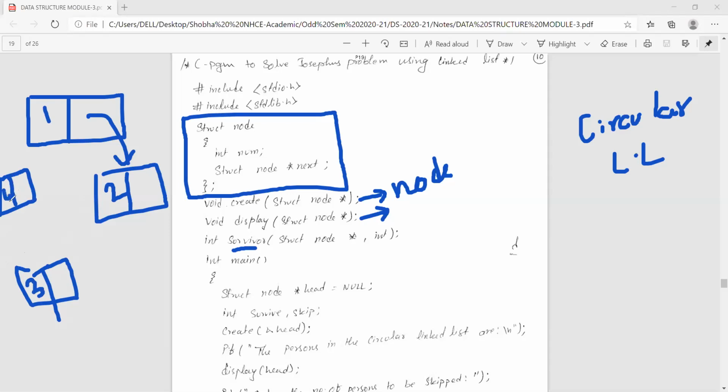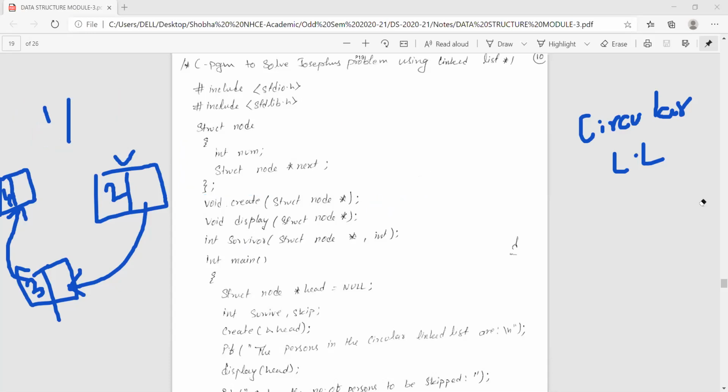Will there be a null value in a circular linked list, ma'am? No, ma'am. No null value, as the last node will be connected back to the first node. So like this, you are setting it up. The structure node is defined, then using the create function the node is created, the display function displays, and the main function calls all these functions.